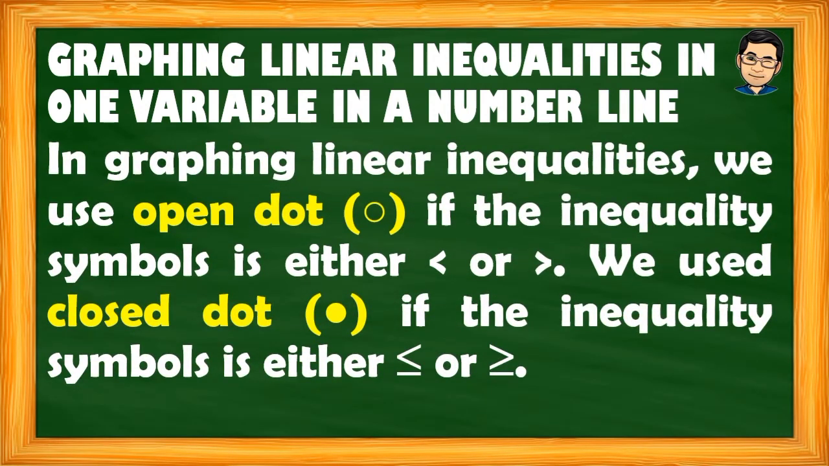So in graphing linear inequalities, we use an open dot if the inequality symbol is either less than or greater than. Okay, when we graph the solutions of linear inequalities later, you will see the open dot and closed dot. So an open dot is for the inequality symbols less than or greater than. And then a closed dot is for the symbols with an equal sign below, the one with a line. So that is less than or equal to, or greater than or equal to. So that's the technique for graphing linear inequalities on the number line. We should know whether to use an open dot or a closed dot.